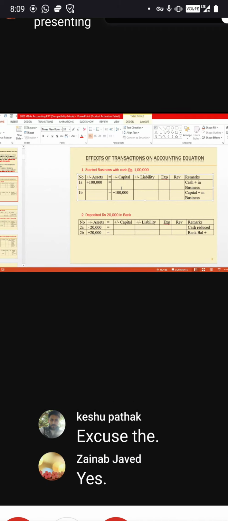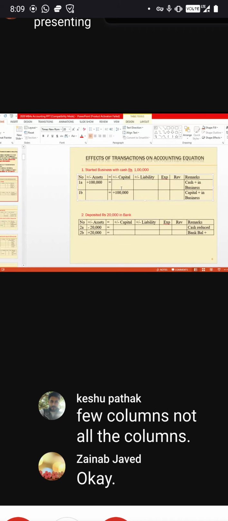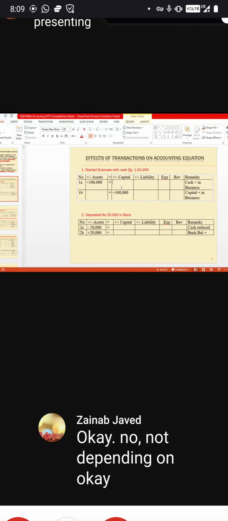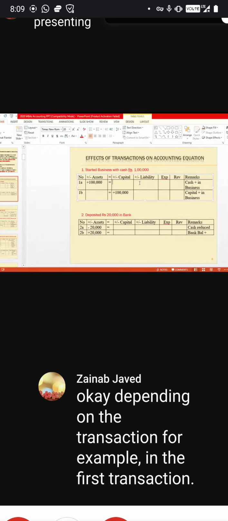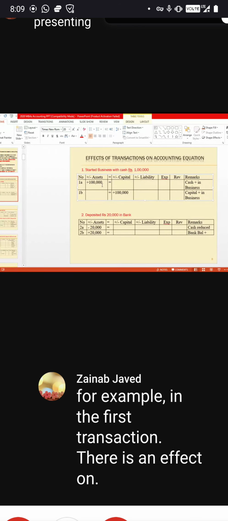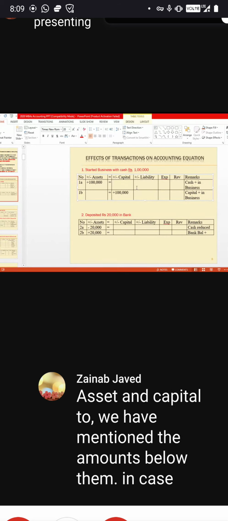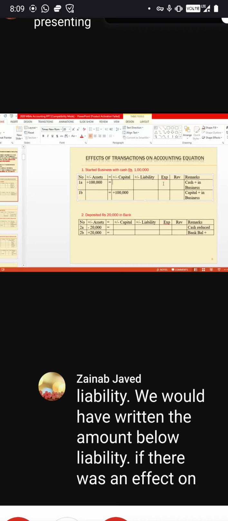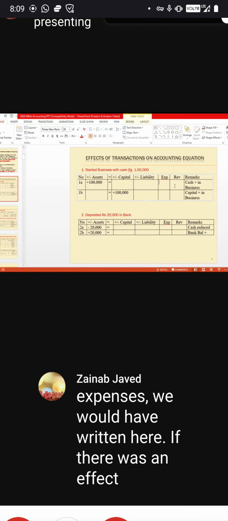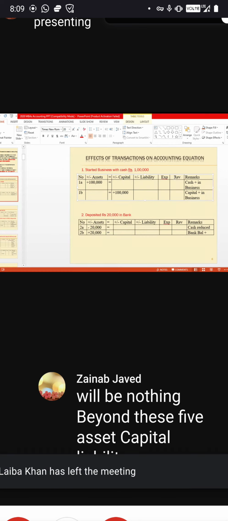So basically, we have to fill only a few columns, not all the columns. No, depending on the transaction. For example, in the first transaction, there is an effect on asset and capital, so we have mentioned the amounts below them. In case there was an effect on liability, we would have written the amount below liability. If there was an effect on expenses, we would have written here. If there was an effect on revenue, we would have written here. There will be nothing beyond these 5: asset, capital, liability, expenses, and revenues. So the relevant column we have mentioned.